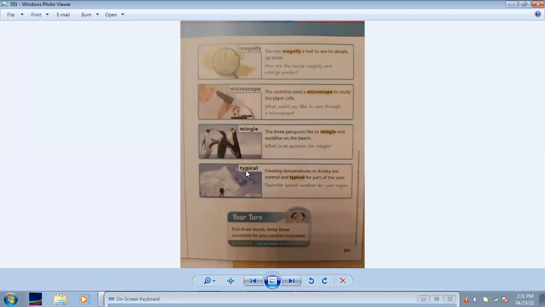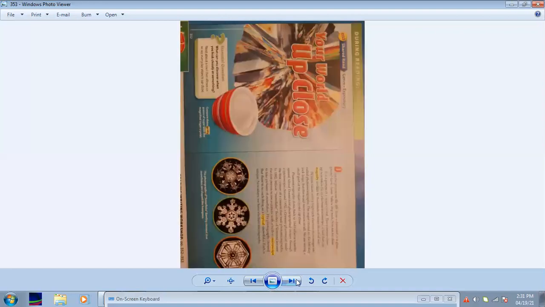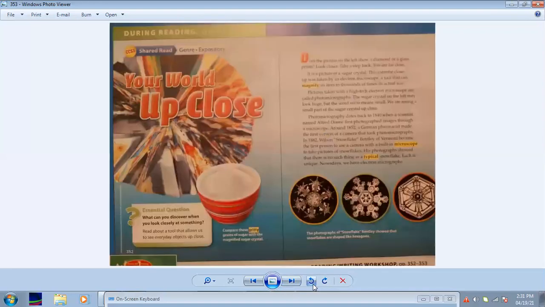Typical. Typical means normal, what you would normally expect. Here it says freezing temperatures in Alaska are normal and typical for part of the year. So that's what's expected. It's the normal thing that happens during that time of the year in Alaska. So typical means normal.